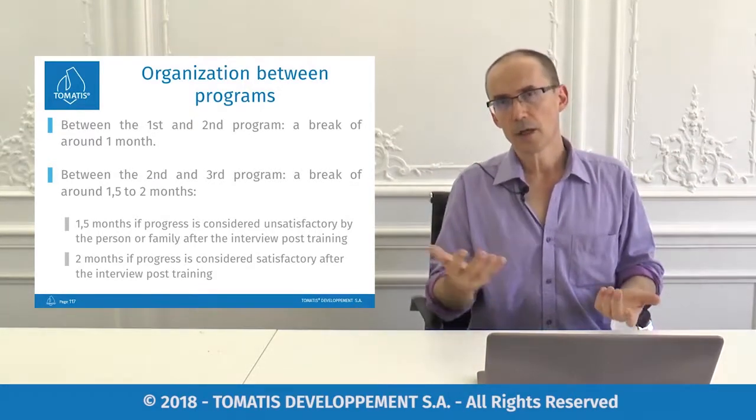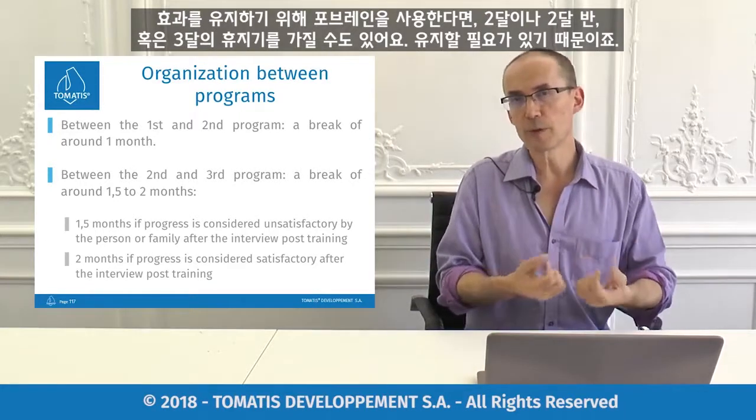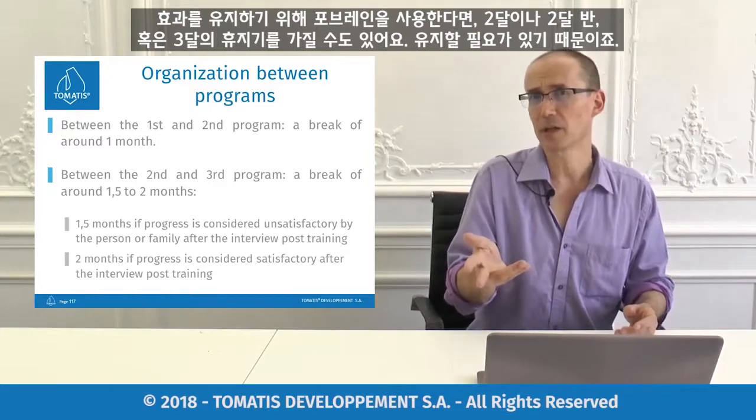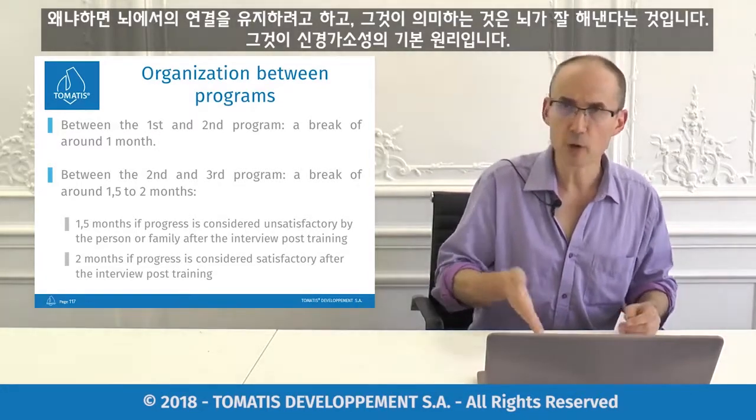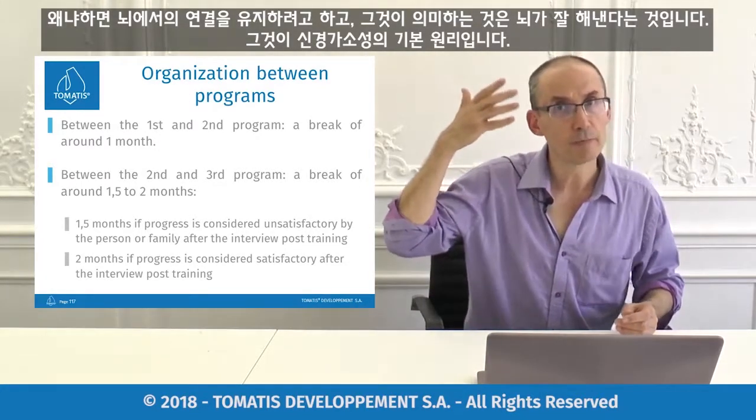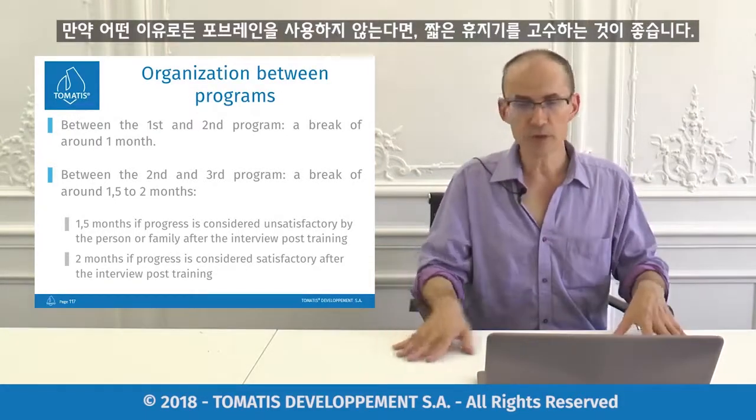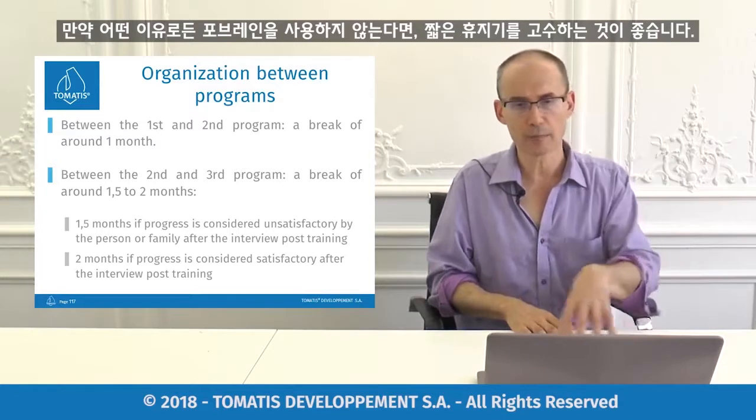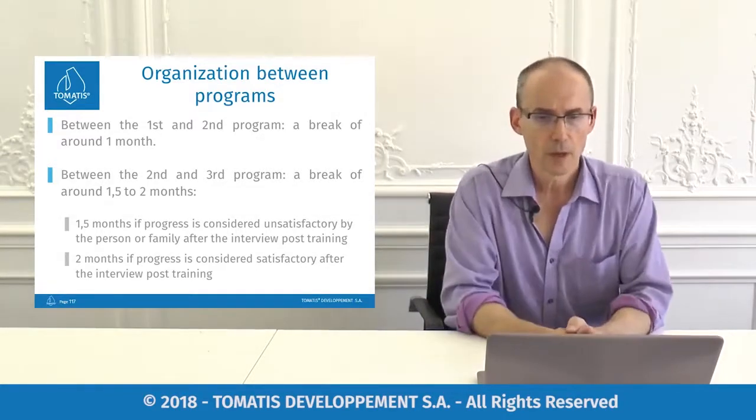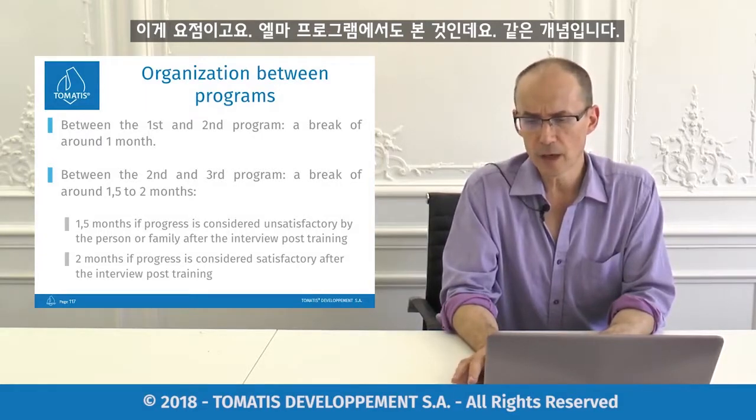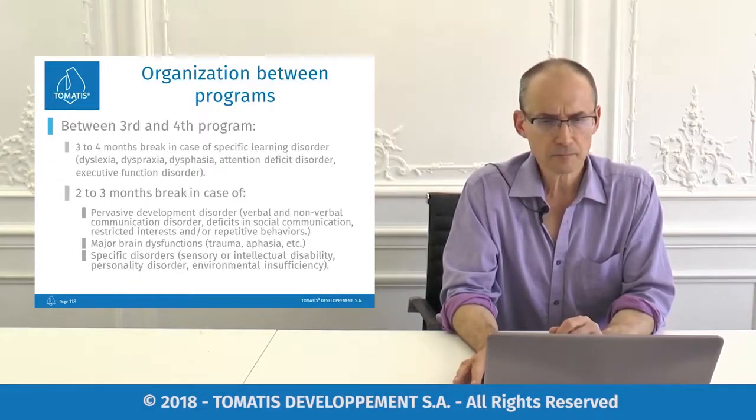Same idea. If your client uses the forebrain to maintain, you can easily go to 2 months break, 2 months and a half, even 3 months break actually. Because he maintains, so he strengthens the connection that has been achieved in his brain. It's a basic principle of neuroplasticity. Now, if for some reason he hasn't used the forebrain, it's better to stick to shorter breaks. This is the main idea, but this is something that you saw in the ELMA program, so the same idea.